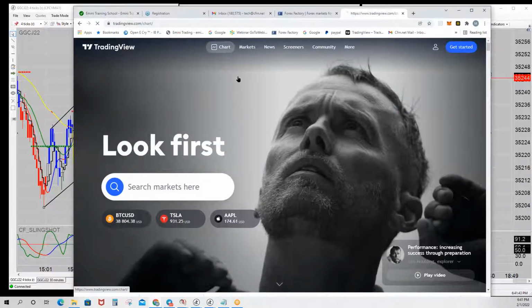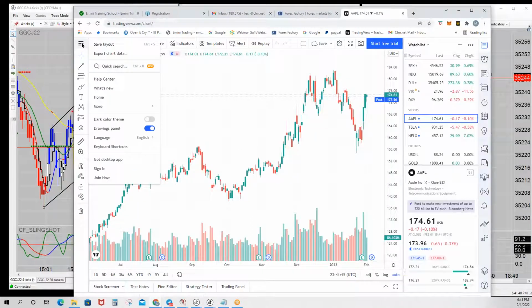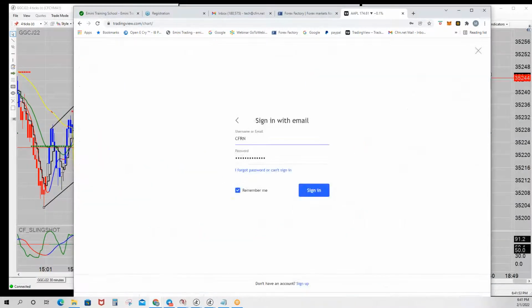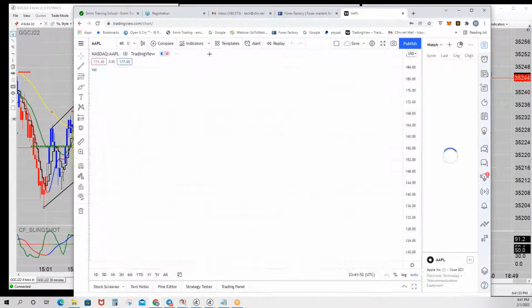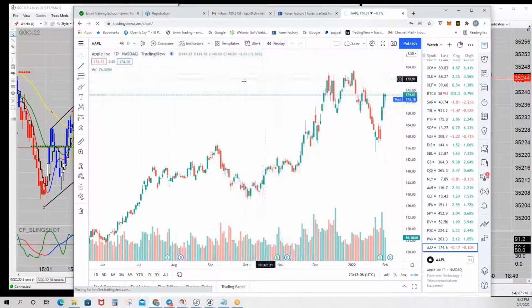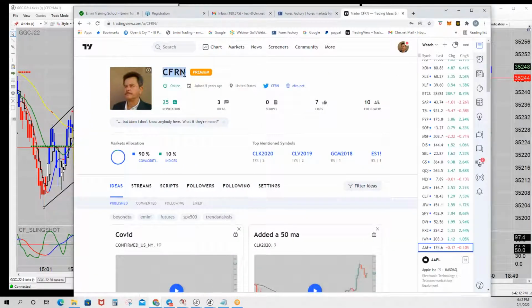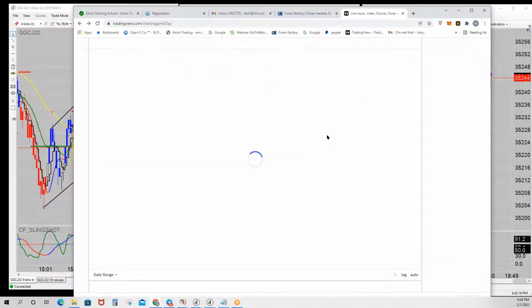All right, then you're going to have a chart. It's going to come up like this, and it's going to issue you an ID. Okay, so your ID, I'm going to sign in with this one. Now your ID is going to be right in here. This is our ID, CFRN. Yours is going to be in there. You need to copy that and email it to us. You can click on Profile right here, and it's going to bring it up bigger right there. Just need to copy that and email that to us, and we will be able to set you up so that you can put your indicators on the charts.